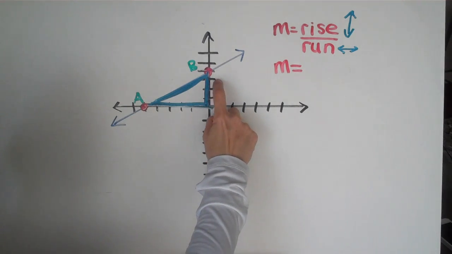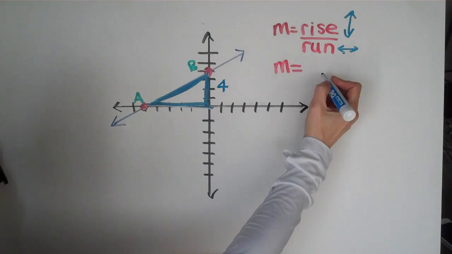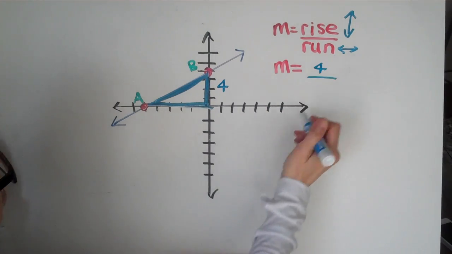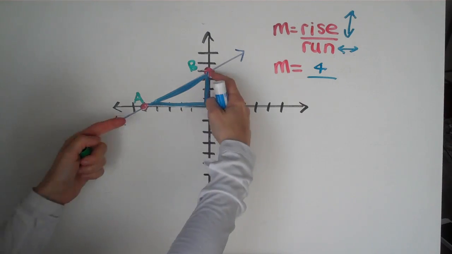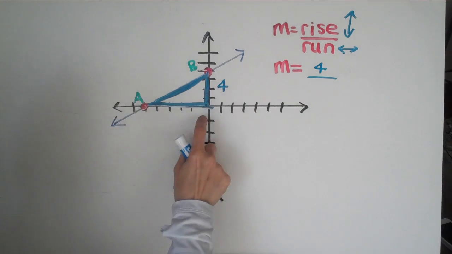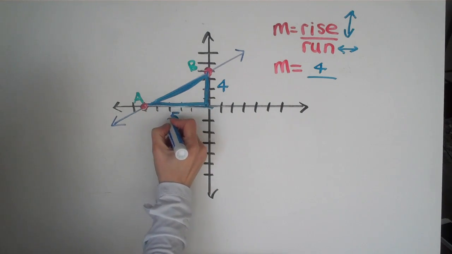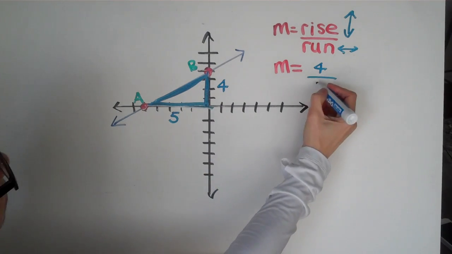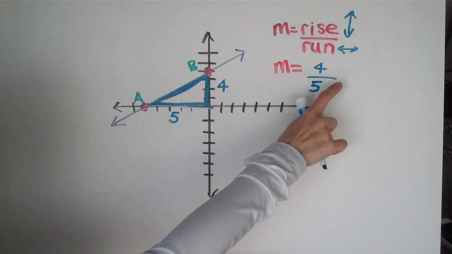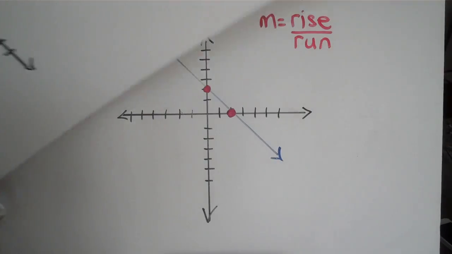So 1, 2, 3, 4 going up. So I'm just going to put a 4 there. And then I'm going to put a 4 here. That's our rise. And the run would be from here to here because that's where they meet. Okay? So it would be 1, 2, 3, 4, 5. So we have a rise of 4 over a run of 5. And since it's positive, it would be positive 4 over 5. And that's basically it. It's pretty simple. Let's do a couple more examples so you could see.